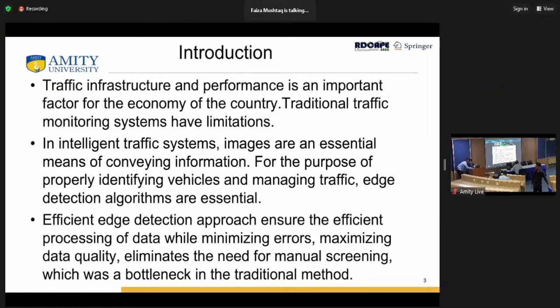For the purpose of properly identifying vehicles, whether on highways, gullies, or everywhere, edge detection is an important factor. These algorithms are important for this work. An efficient edge detection approach ensures efficient processing of data while minimizing errors, maximizing data quality, and eliminating the need for manual screening, which is a bottleneck in the traditional method.